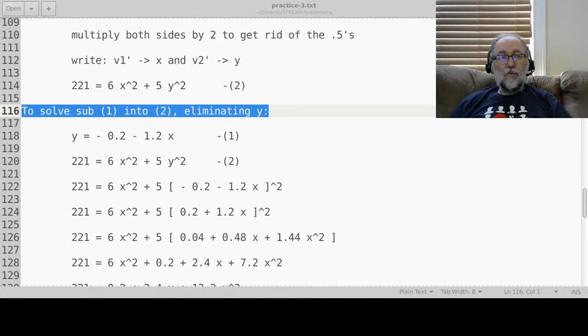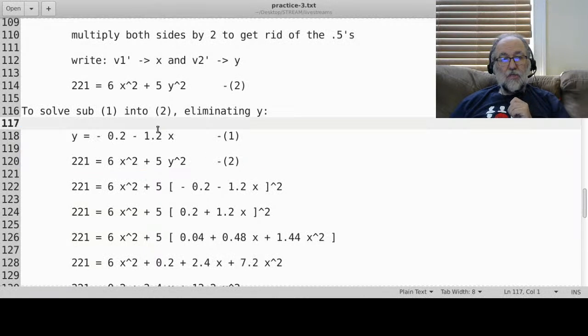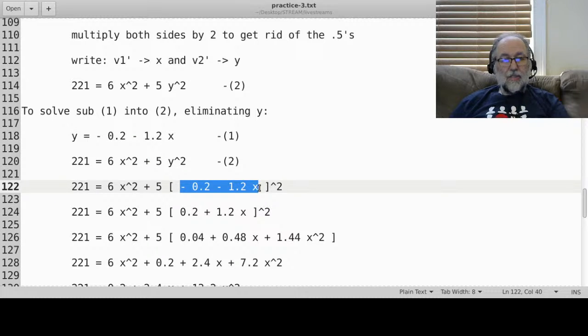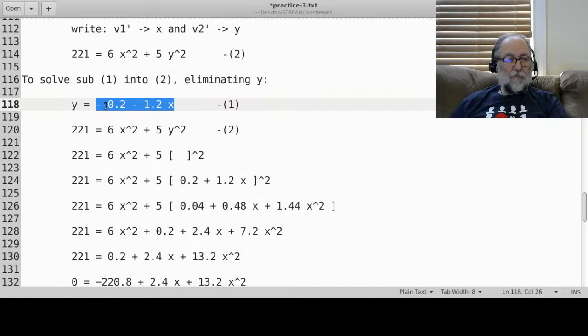The way you proceed is by substituting equation number 1 into equation number 2 and eliminating y, which is why I isolated v2 primed. That's why I isolated y. So right here I just wrote the two equations again so you could see them together. You have an expression for y, and here you have y. Let me just show you what I did here. The square brackets, that's where y is. So for the square brackets, you take this expression there, and you just put it in there like that.